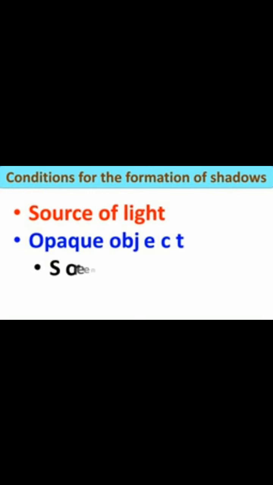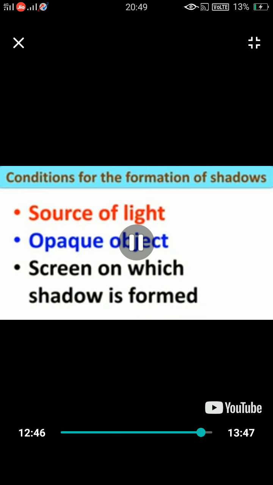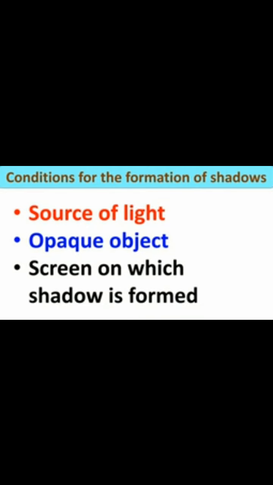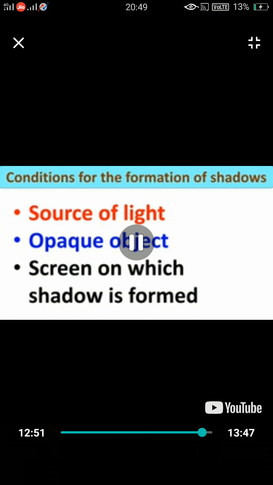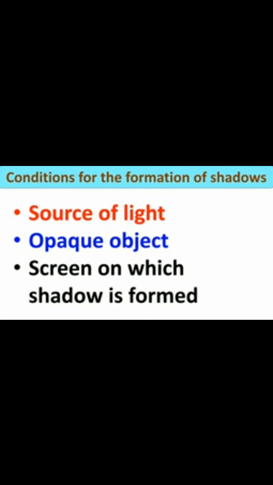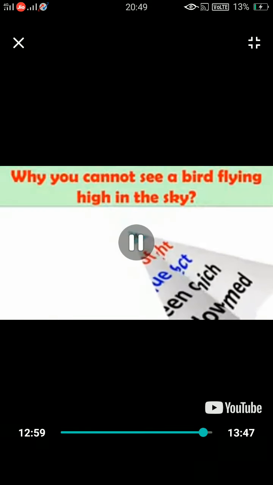Now, we will study the conditions for the formation of shadows. What are the conditions needed for the formation of shadows? First is a source of light. If the source of light is not there, how will the shadow be formed? Then an opaque object, and a screen on which the shadow is formed. So these are the three conditions required for the formation of shadows.